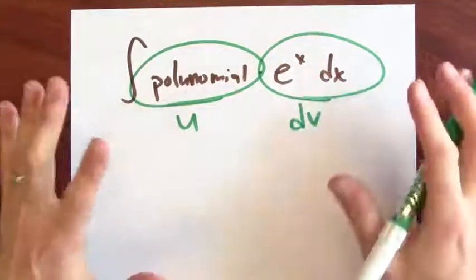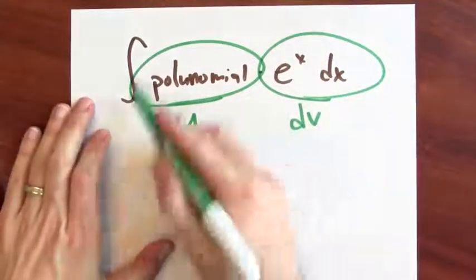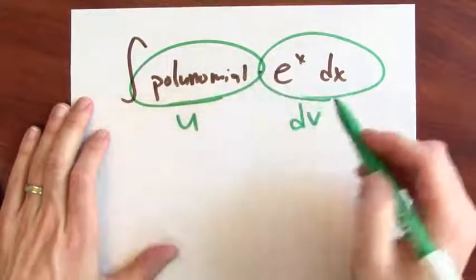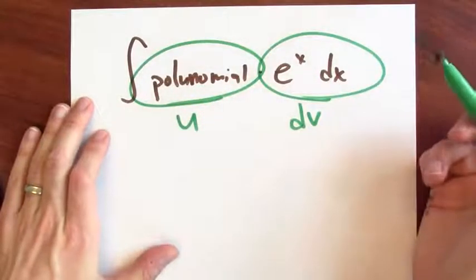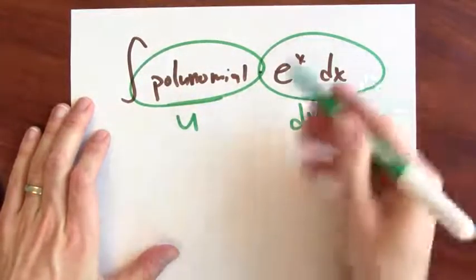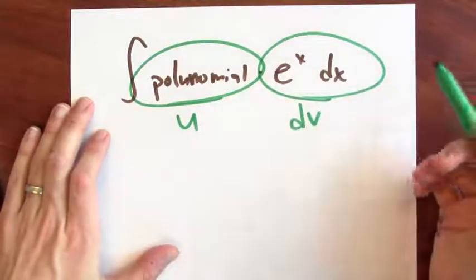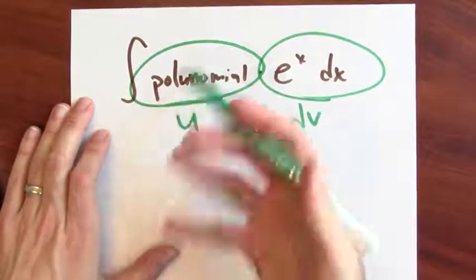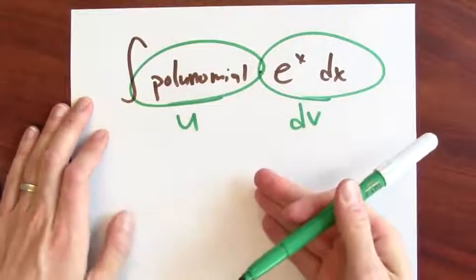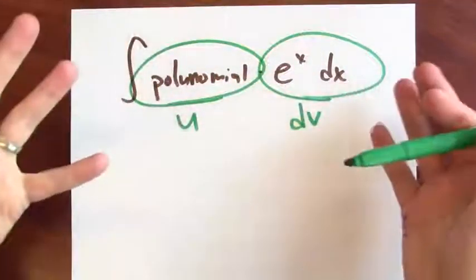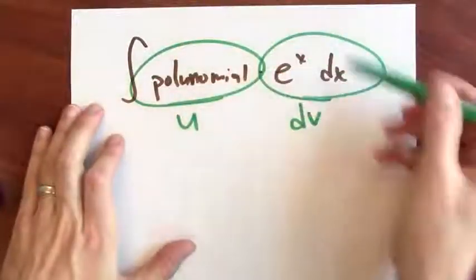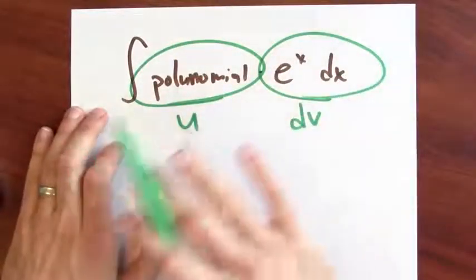Well, think about what parts lets you do. Parts lets you differentiate part of the integrand if you're willing to anti-differentiate the rest. But anti-differentiating e to the x is paying no price at all, because it's its own antiderivative. And if you differentiate the polynomial, then you reduce its degree. So by doing parts enough times, eventually you're just anti-differentiating e to the x by itself, which you can definitely do.